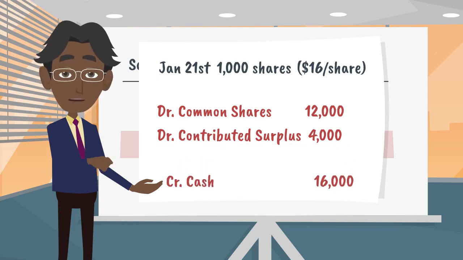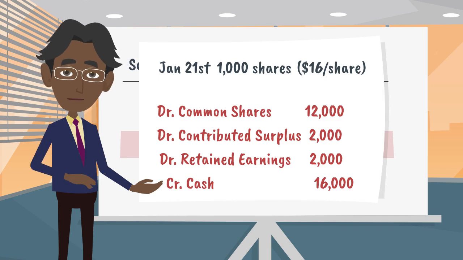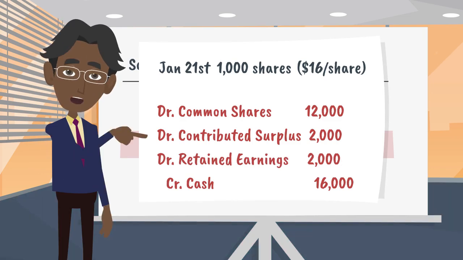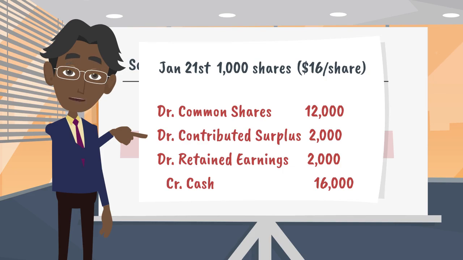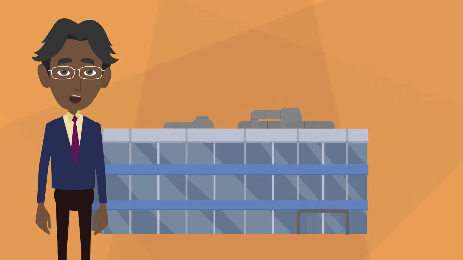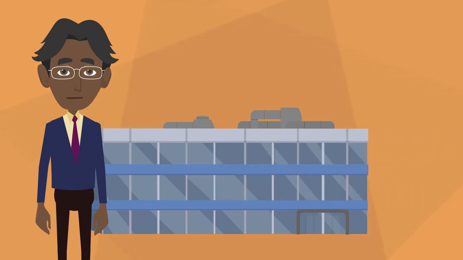Therefore, we debit retained earnings for the remaining $2,000 because contributed surplus has been zeroed out. Remember to always use up the balance in contributed surplus first before debiting retained earnings for any leftover amounts needed to balance.